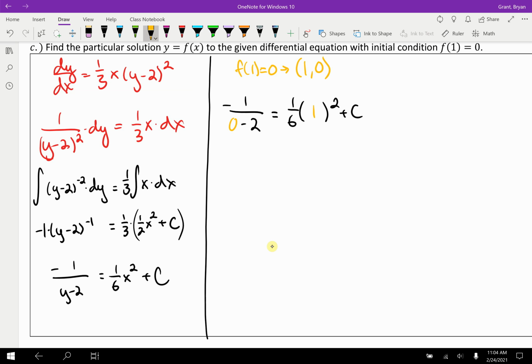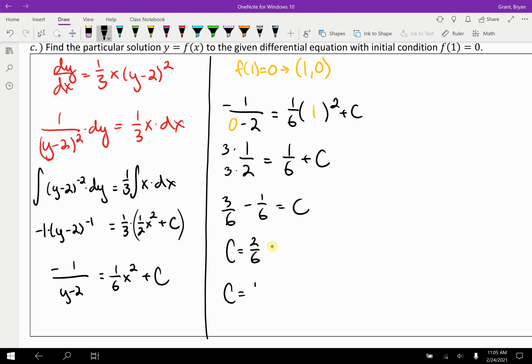All right, it looks like on this left side I have -1 over -2, which is positive 1/2. 1 squared is 1, that gives us a 1/6 plus c. And then I think we need to subtract 1/6. So if I'm subtracting 1/6 from the left side, we want to combine those together, common denominators, right? So 3/6 minus 1/6, I'm getting that c is 2/6, or if you'd like, 1/3.